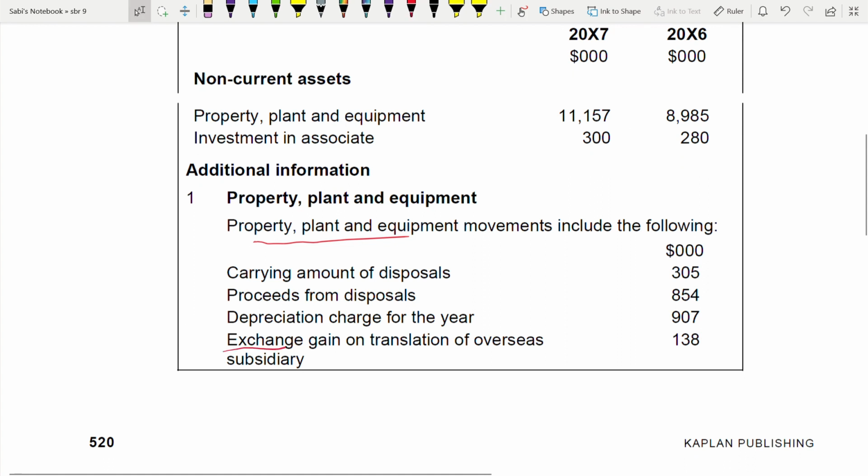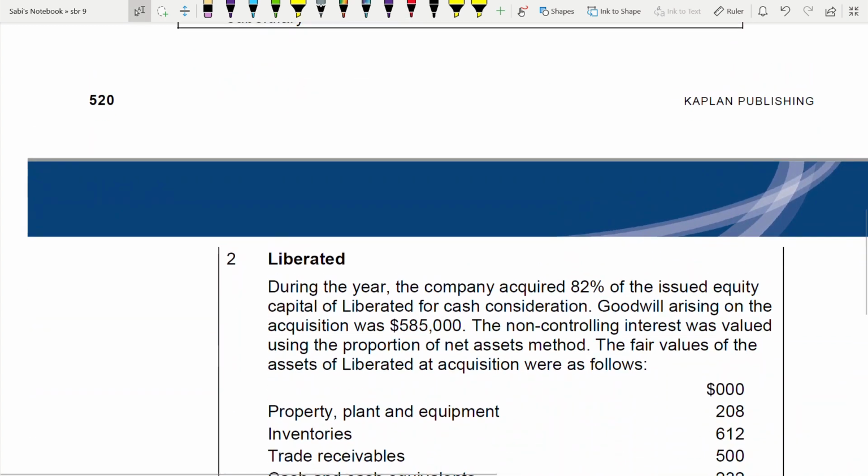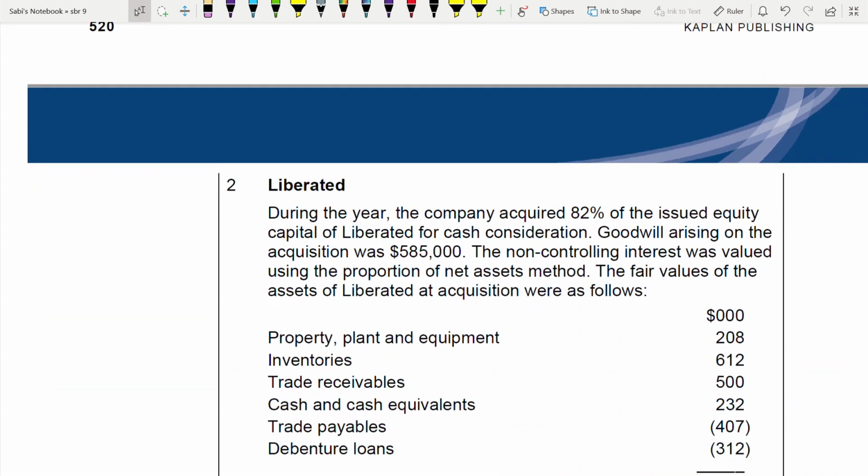This is the new area. On the translation of overseas subsidiary. How to deal with this. The rest all you will be able to do. And lastly, during the year, the company acquired 82% of the issued equity for cash consideration.